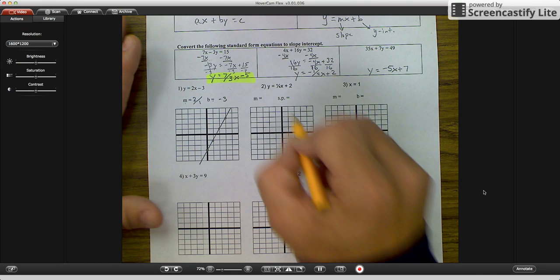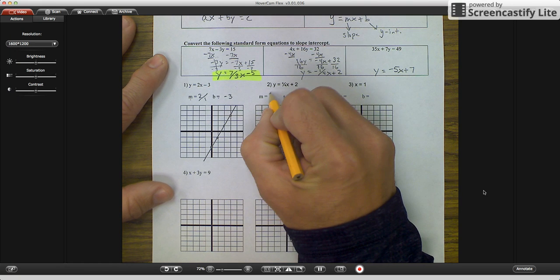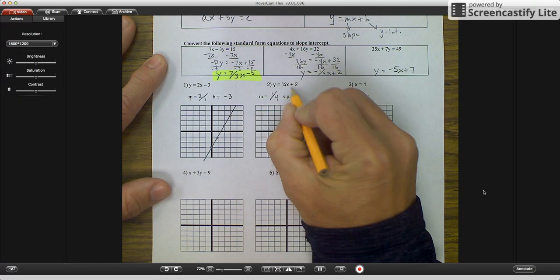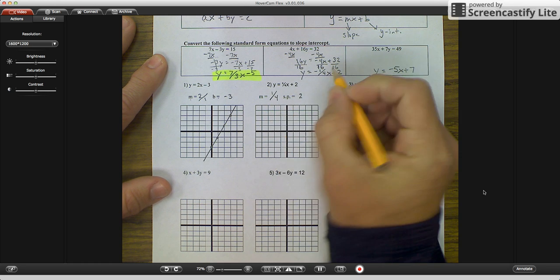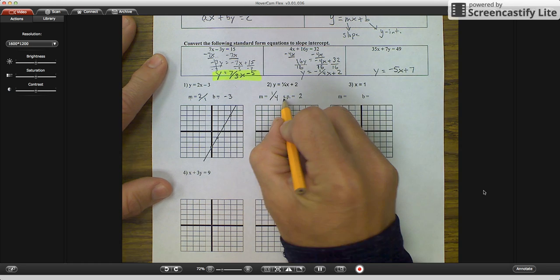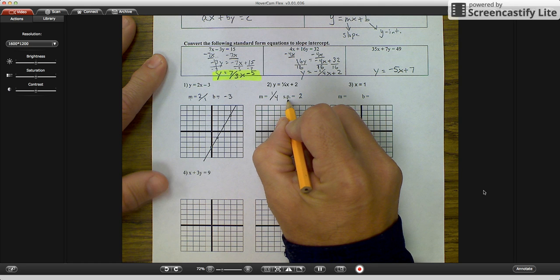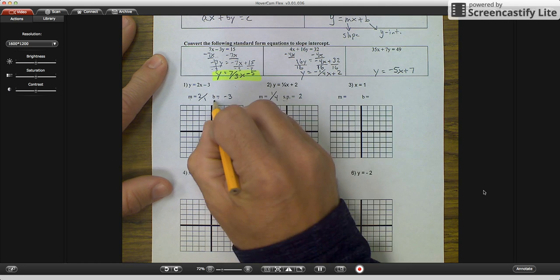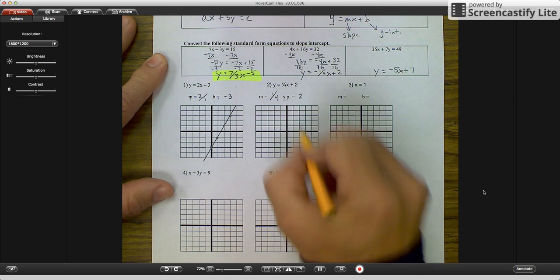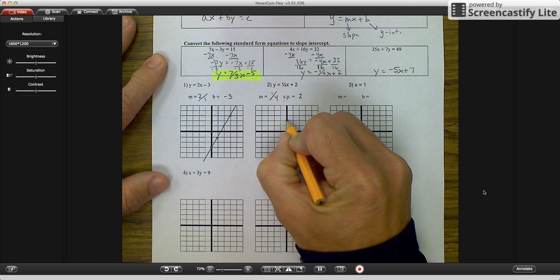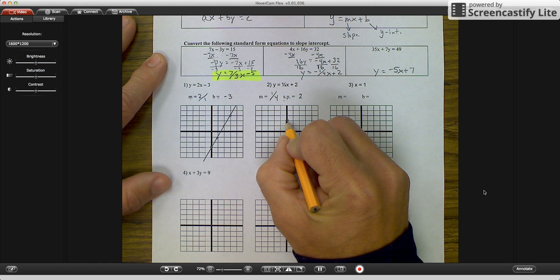For the next one, the slope, our m, is 1 over 4. Our b is 2. It could also be called an SP, a starting point. So SP, starting point, and b mean the same thing. So our starting point is 2 on the y-axis because we know it's slope-intercept form.